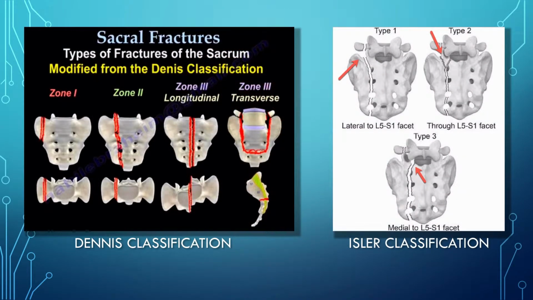Here we have the two classifications of sacral fractures, the Dennis classification and the Isler classification. The Dennis classification is the one which is far more commonly used. The Dennis classification comes in a Zone 1 type, Zone 2, with Zone 3 being split into longitudinal and transverse sectional fractures. Again, please press pause on your player if you wish to review these diagrams a little longer.